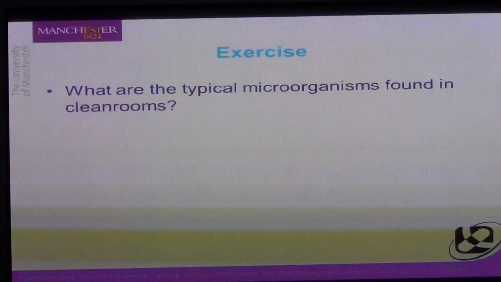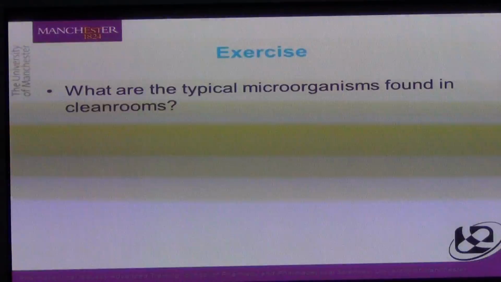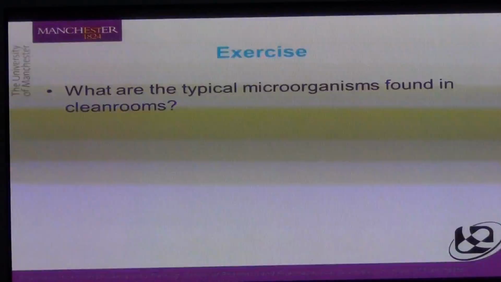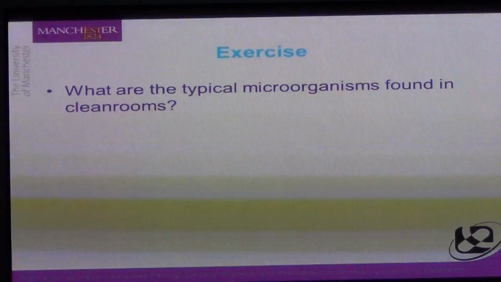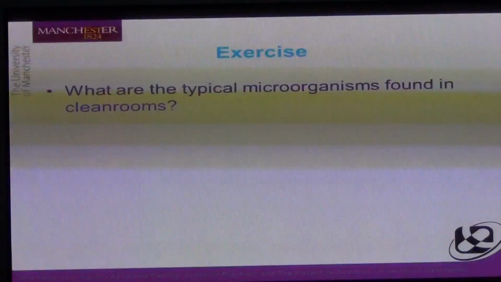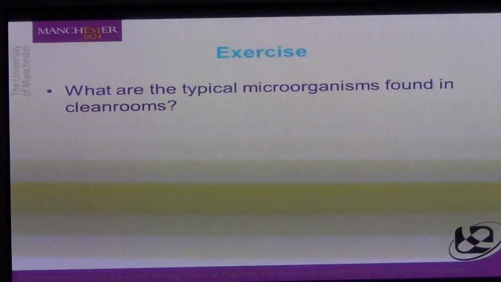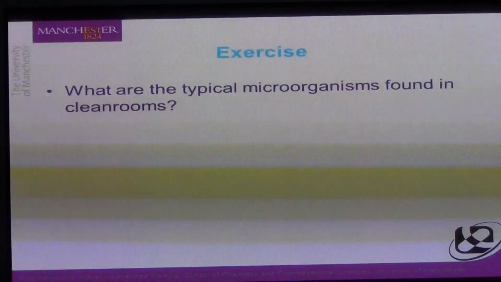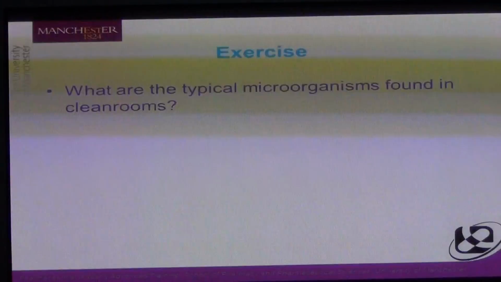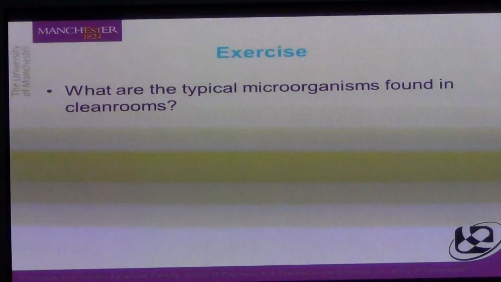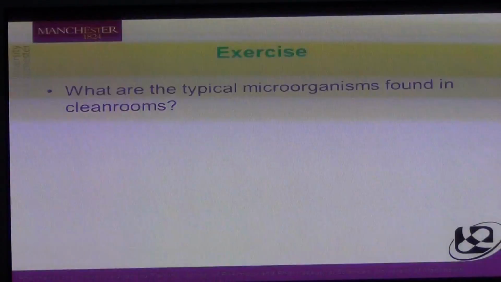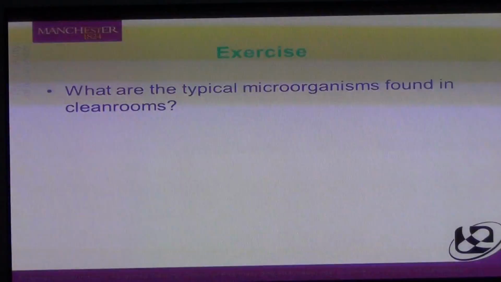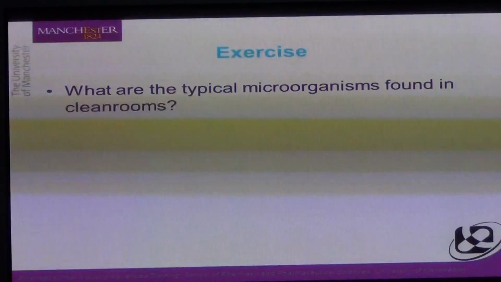Okay, well, it's time for another exercise. So again, I'd like you to go into groups, and I'd like you to consider the types of microorganisms that you might find in clean rooms. Again, spend 5 to 10 minutes on this. Go into small groups. If you can report back and share your ideas, and then I'll go through some of the ideas I've got on subsequent slides. So the person responsible for the video could now pause it, and I'll be back with you in a few minutes.